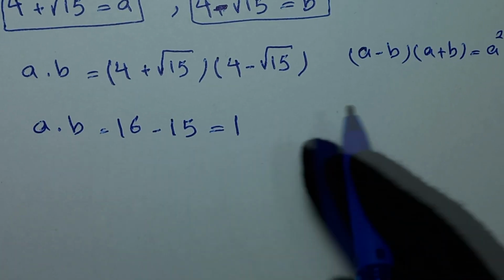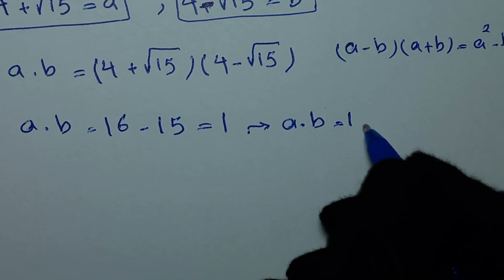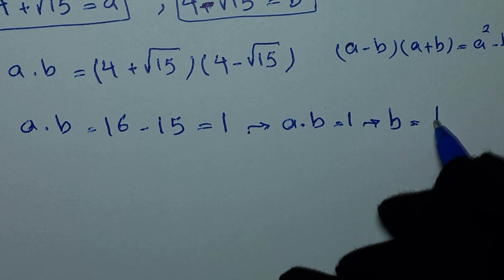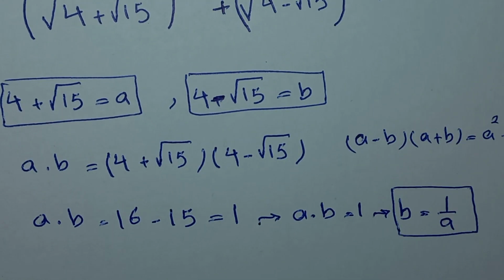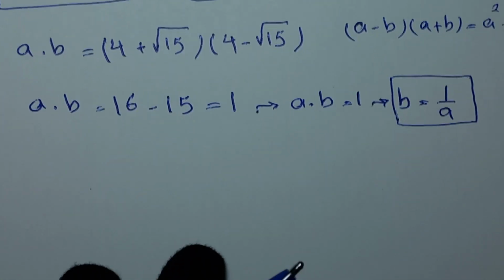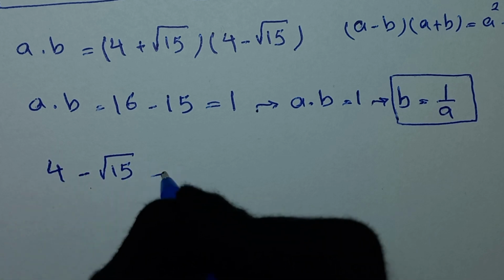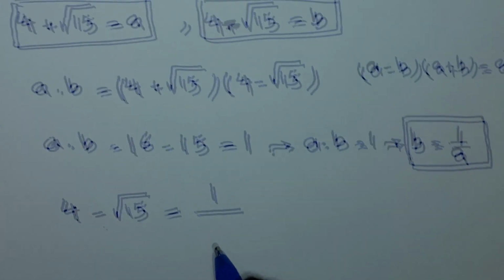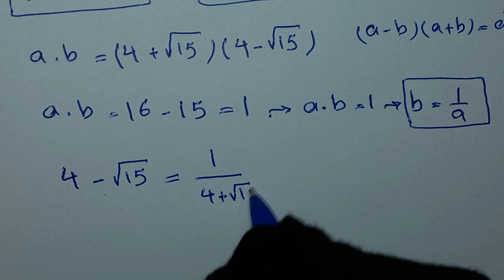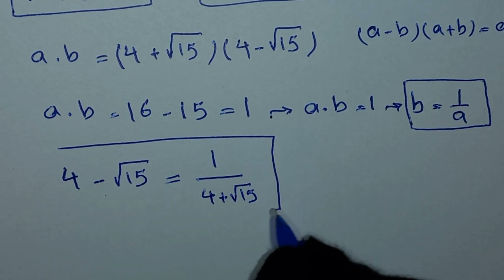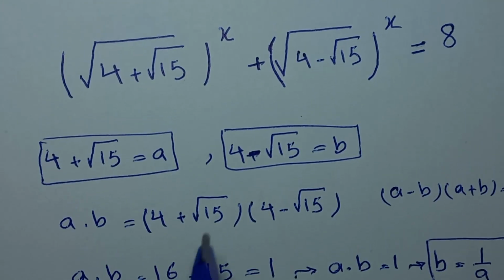So a times b is equal to 1, and we can write b is equal to 1 over a. So b is 4 minus square root of 15, and 4 minus square root of 15 is equal to 1 over a, where a is 4 plus square root of 15. So we find this relation and can use it in our equation.